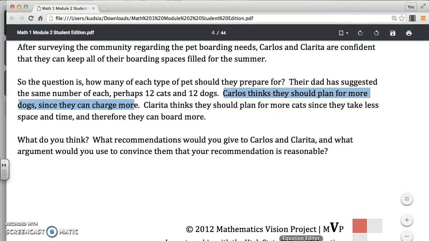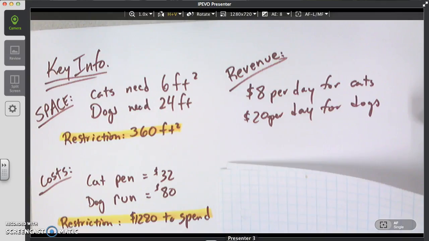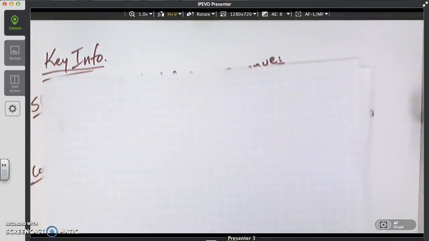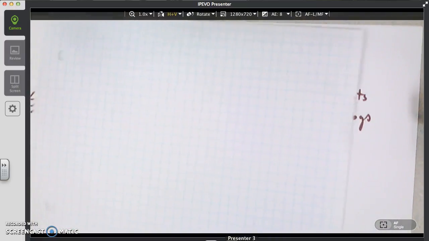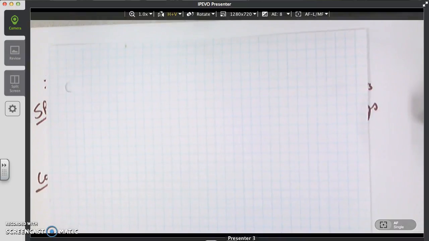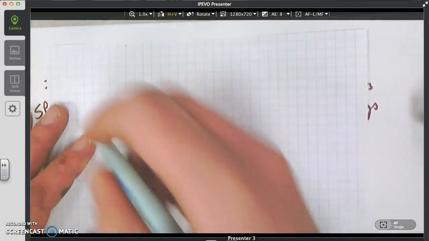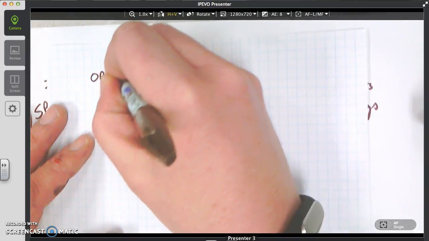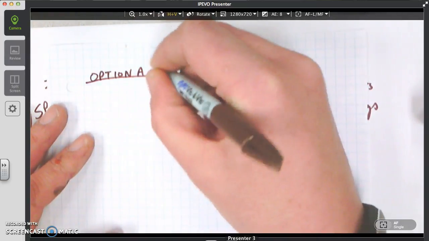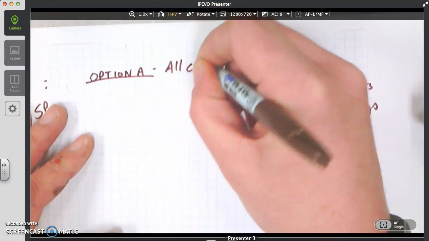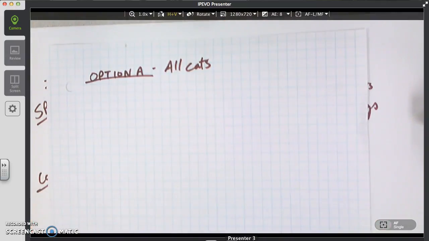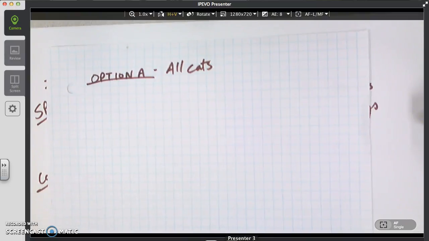Okay, so let's go back to our scratch paper here. Here we are. So there's a couple options. You got the dad's dog cat option. One of them said all cats, one of them said all dogs. So, okay, option A, all cats. So let's think about that.